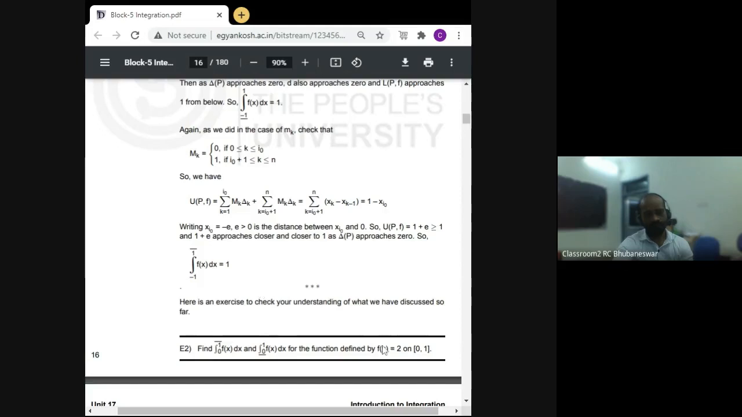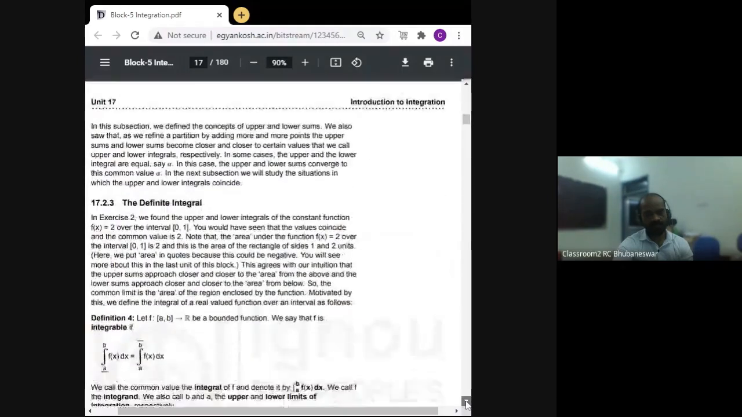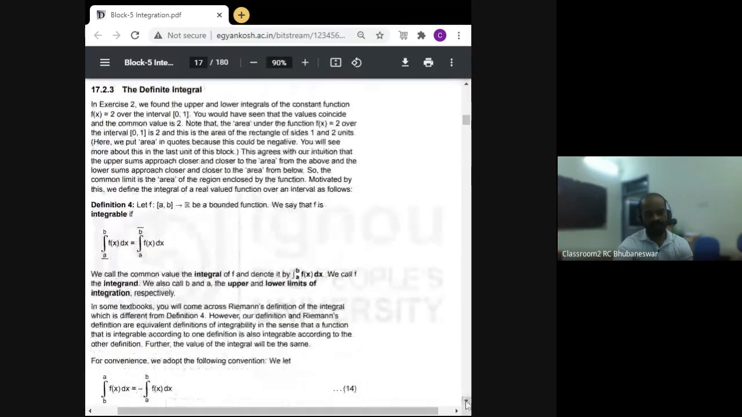So now we are at a stage to discuss the formal definition of definite integration. This formal definition will be discussed with the help of the lower integral and upper integral of a function with respect to a certain partition of the function.